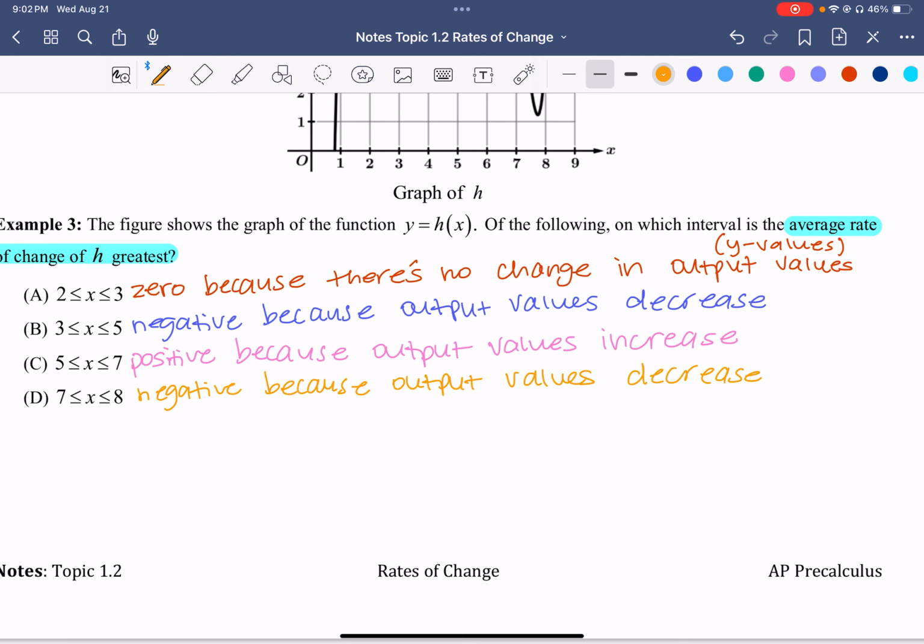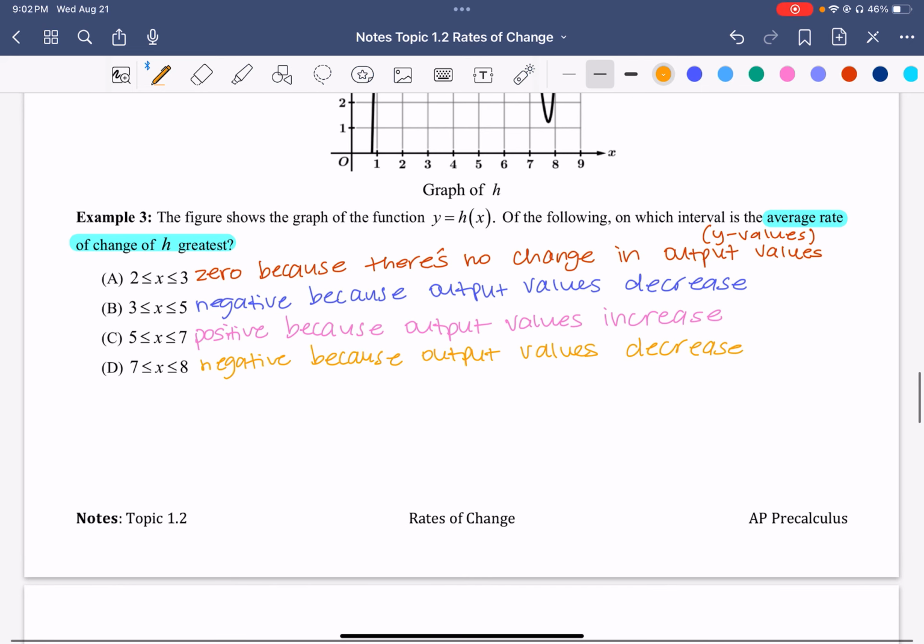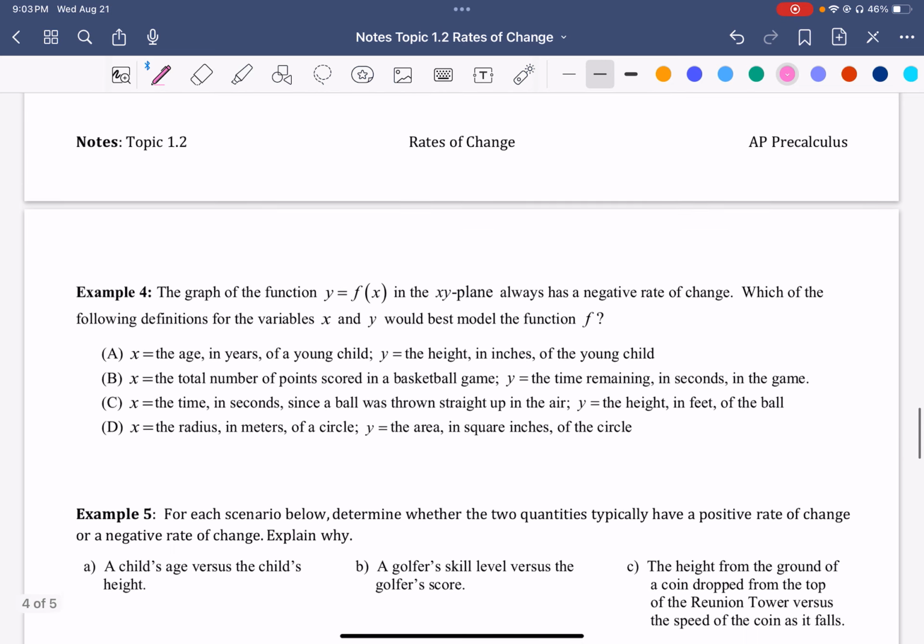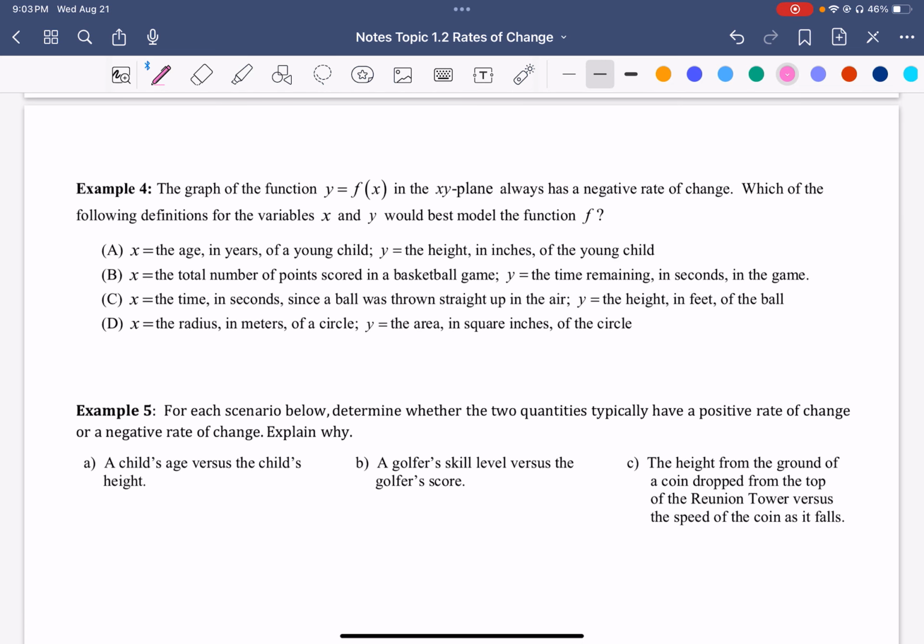Okay, so now that I've made notes for every answer choice, I'm going to go back to the question, which does say which rate of change is the greatest. So there's only one positive, so that means that it has to be C as in cat. Okay, moving on to the next page, we have another example.